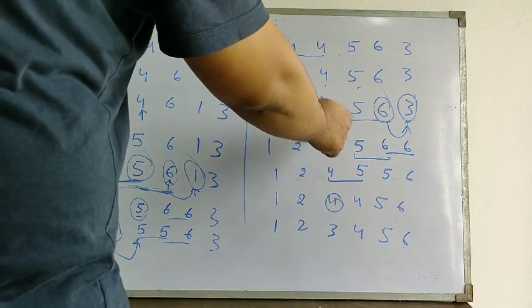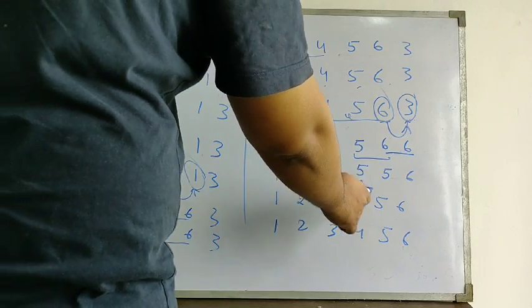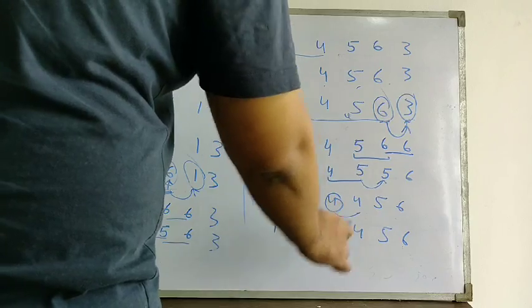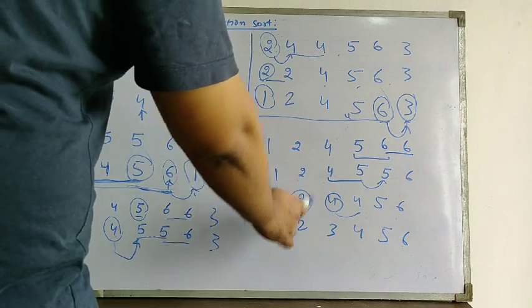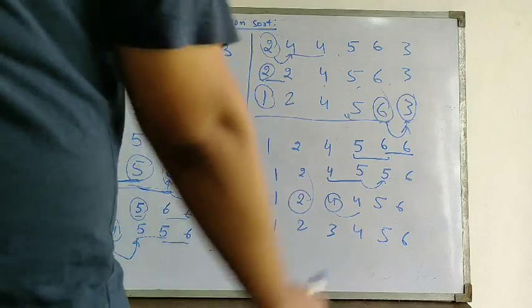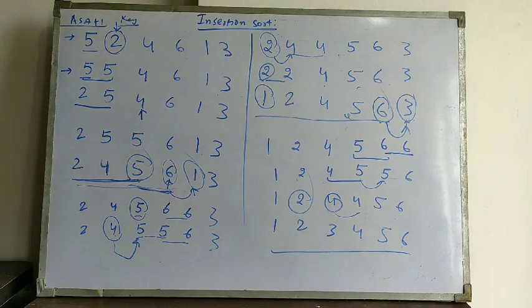Now I reach here. Since 5 is greater than 3, I need to shift 5 to the right. So this will be 5 and 5. Now 4 is greater than 3, so this will be 4 and 4. Now 2 is less than 3, so it means I need to put the 3 just to the right of the 2. So this will be the sorted array.